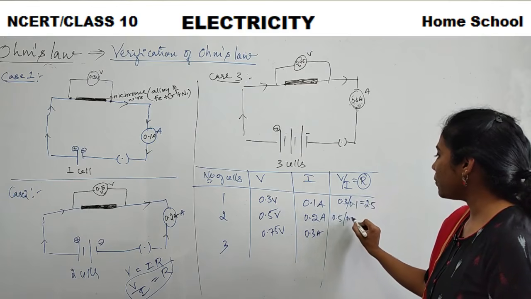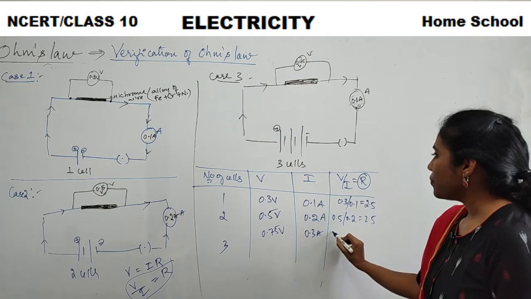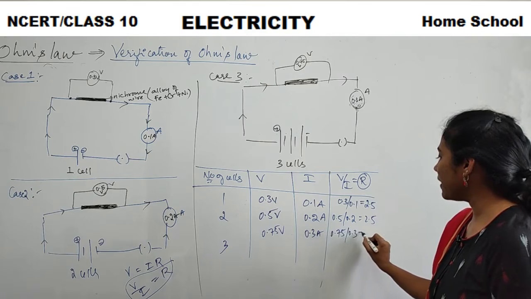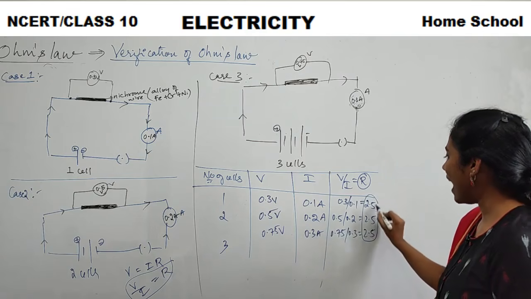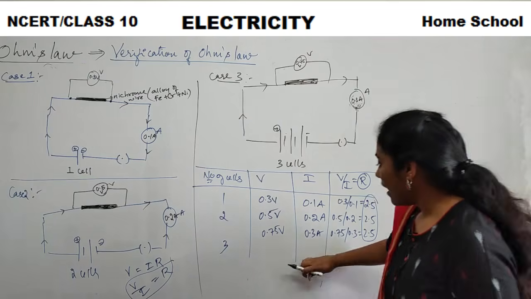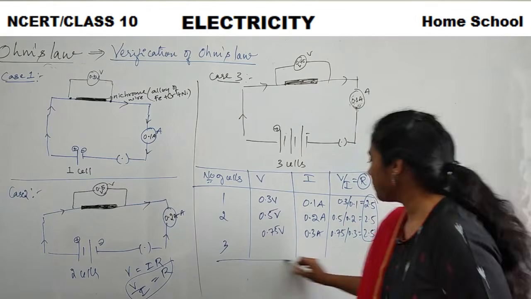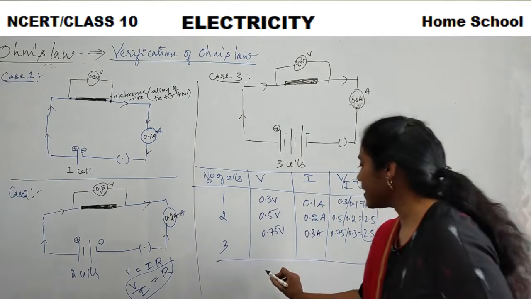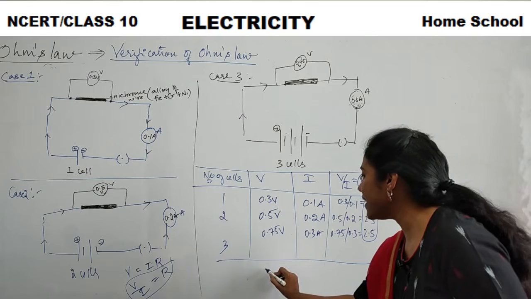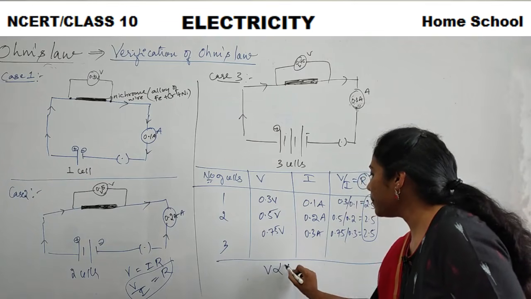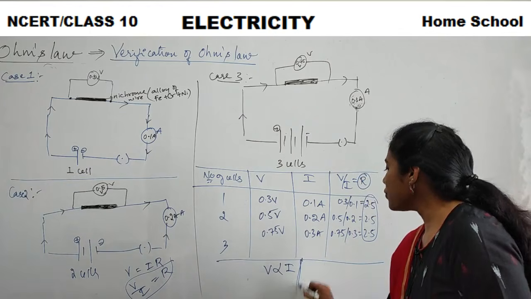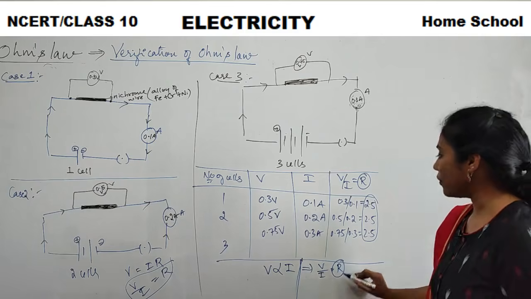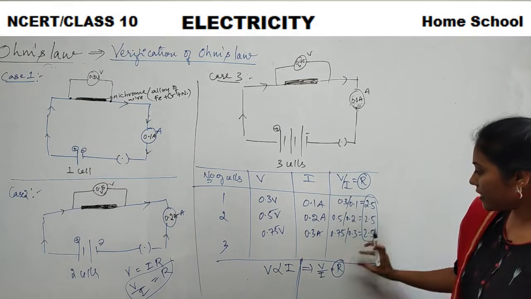0.5 divided by 0.2, here also 2.5. 0.75 divided by 0.3, here also 2.5. You see our R value is constant, right? And this actually verifies our Ohm's law. What is our Ohm's law? From this activity we can say that potential difference is directly proportional to I. Also we can say that V by I is equal to R. R is a constant. See, everywhere we have got a constant value of R.